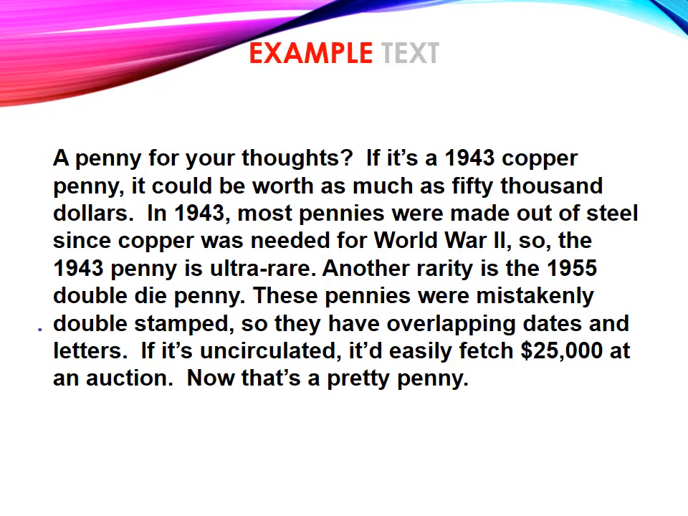Here is an example text. Let's read it together, and then we'll work on summarizing it. A penny for your thoughts. If it's a 1943 copper penny, it could be worth as much as $50,000. In 1943, most pennies were made out of steel since copper was needed for World War II. So the 1943 penny is ultra rare. Another rarity is the 1955 double die penny. These pennies were mistakenly double stamped, so they have overlapping dates and letters. If it's uncirculated, it would easily fetch $25,000 at an auction. Now that's a pretty penny.